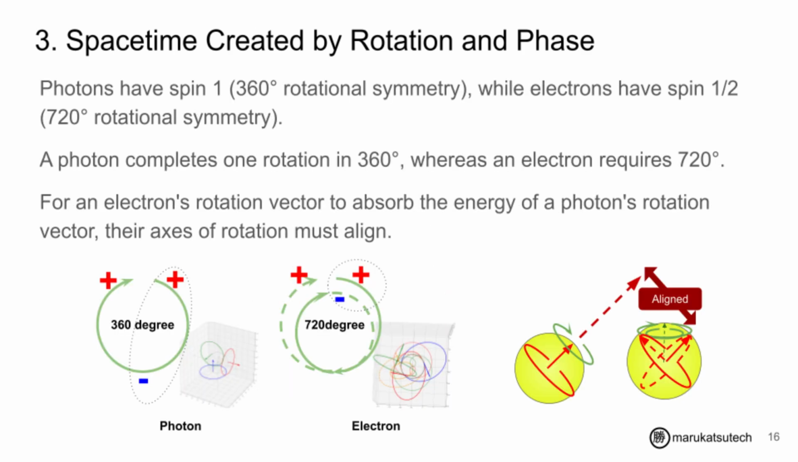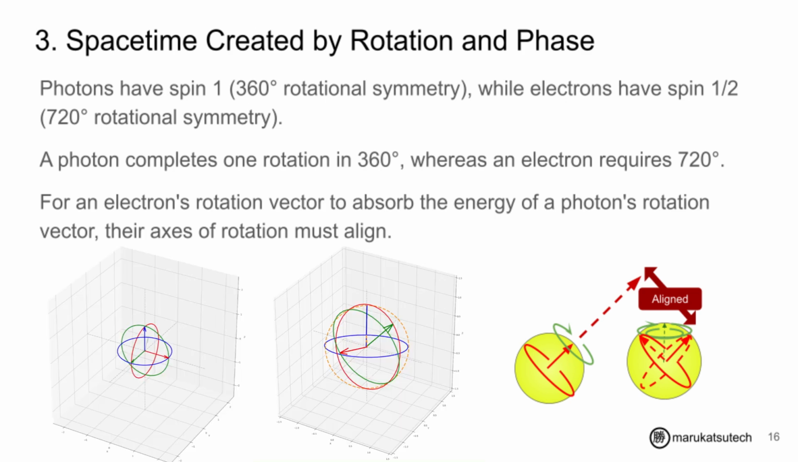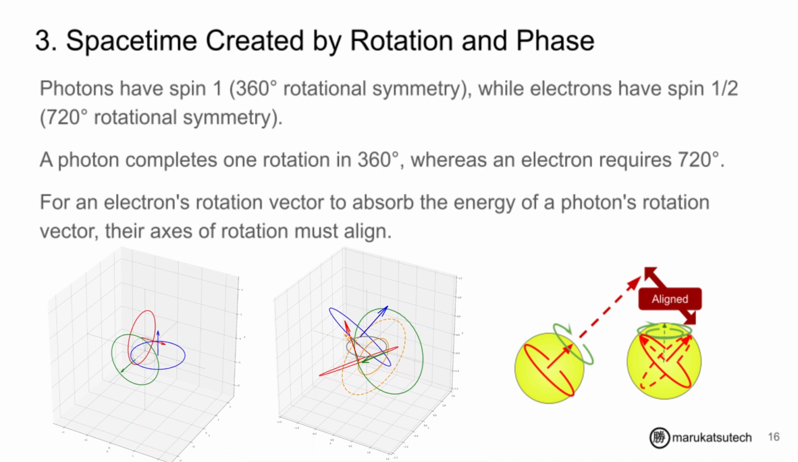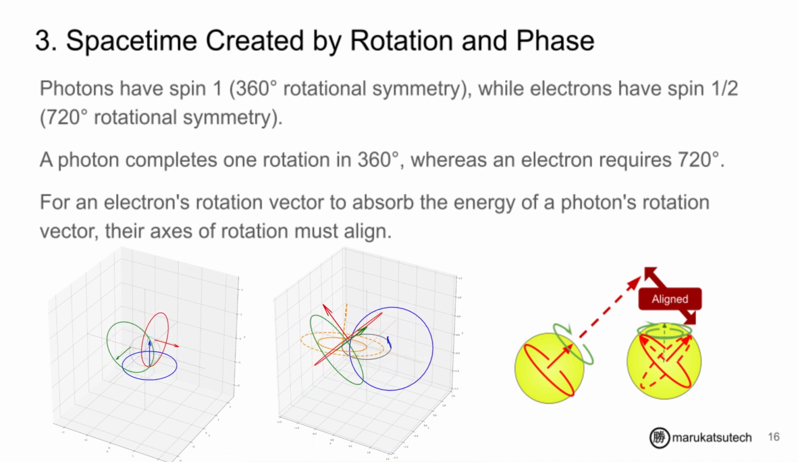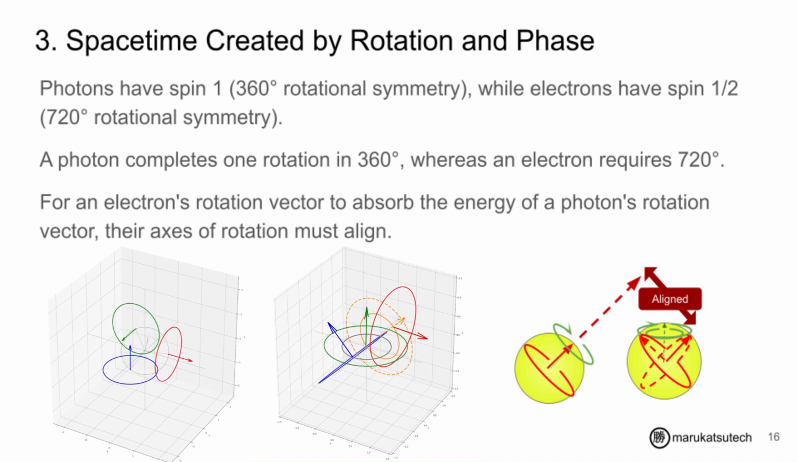Photons have spin 1, 360 degrees rotational symmetry, while electrons have spin 1/2, 720 degrees rotational symmetry. A photon completes one rotation in 360 degrees, whereas an electron requires 720 degrees. For an electron's rotation vector to absorb the energy of a photon's rotation vector, their axes of rotation must align.